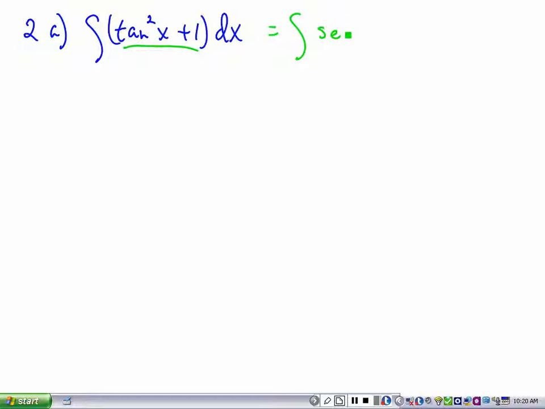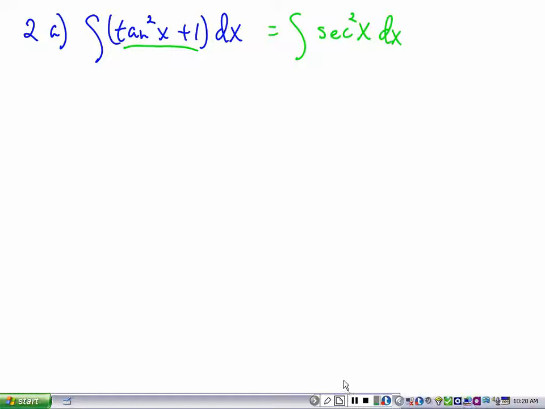Number 2, part A, you want to integrate tangent squared x plus 1 dx. And you know that this is an identity from trig. Tan squared x plus 1 is just secant squared.